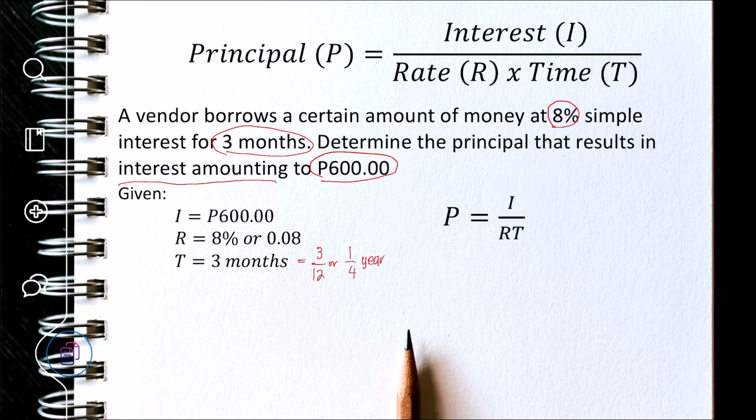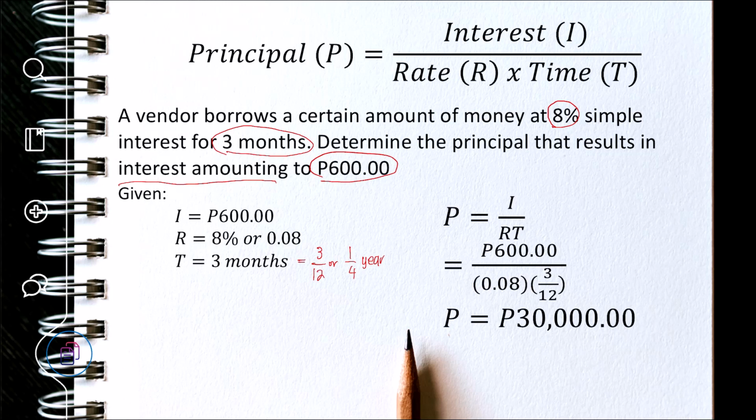Okay. With the formula, P is equal to I over RT. And then, yan na, 600 over 0.08 times 1/4. Pwede po natin palitan ito ng 1/4, itong 3 over 12. Pero kung okay lang din naman na 3 over 12 siya, okay lang. 600 over 0.08 times 3 over 12. And that is 30,000 pesos. This is the principal.